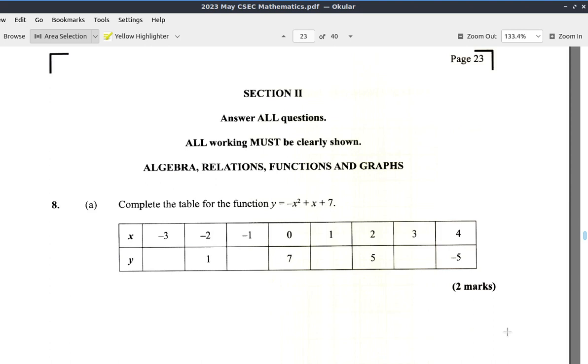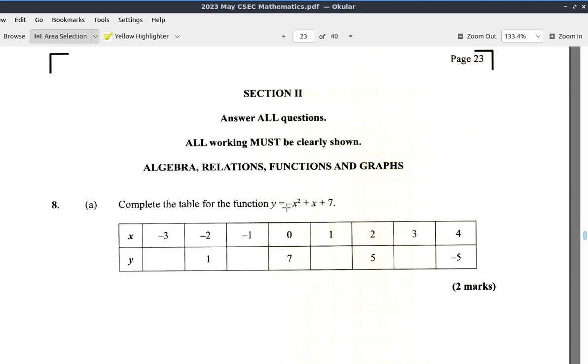Now, remember, you must make a genuine effort at answering the questions before watching these videos. You could answer part A of a question, then you watch the video, part B, and so on. It's important for you to try the question yourself as practice. All right? So, let's look at question 8.